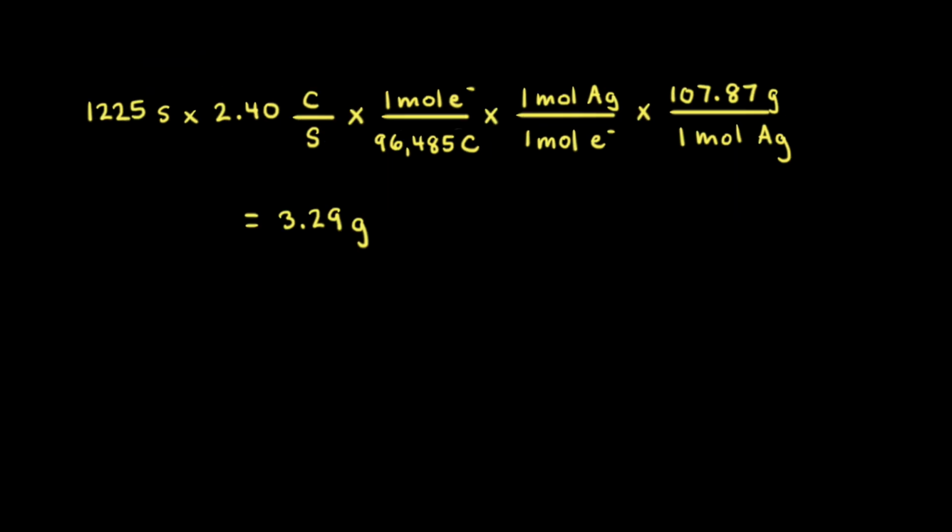It's also possible to do all 4 steps at once in a dimensional analysis approach. So looking at our units, if we multiply 1,225 seconds by 2.40 coulombs per second, seconds cancels out and gives us coulombs. Multiplying that by 1 mole of electrons per 96,485 coulombs cancels out coulombs. Next, we have our conversion factor of 1 mole of silver per 1 mole of electrons, so moles of electrons cancels out, and multiplying that by the molar mass of 107.87 grams per 1 mole, moles of silver will cancel out and give us a final answer of 3.29 grams. So we get the same answer no matter which approach we take.